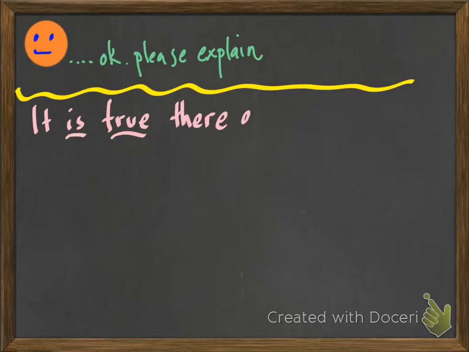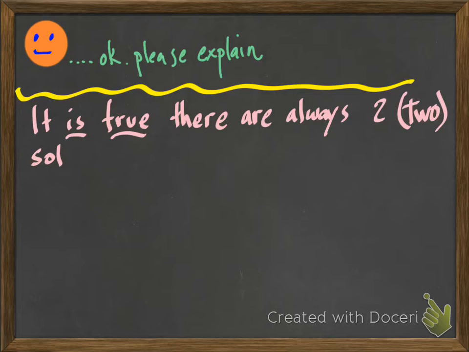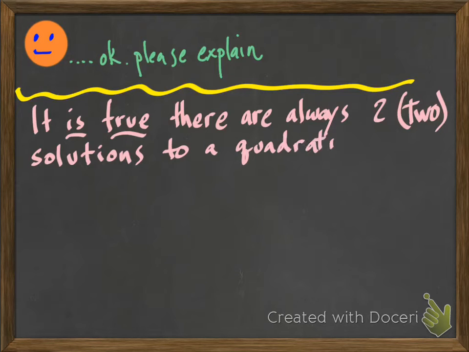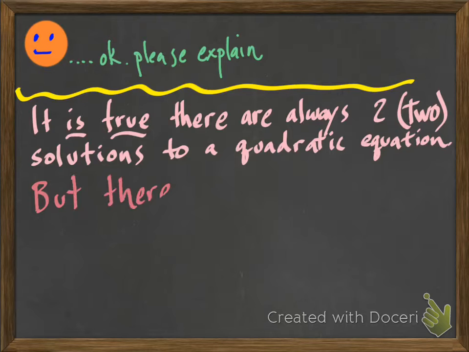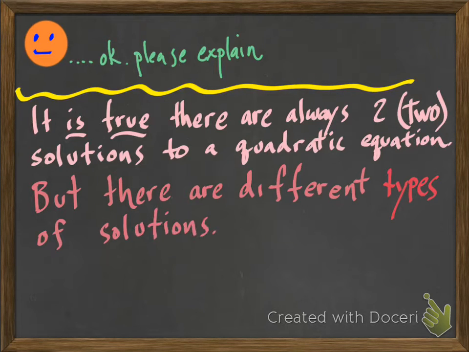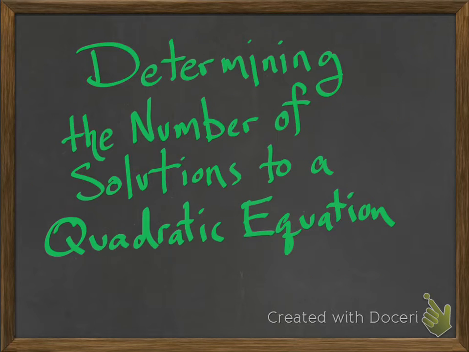It is true that there are always two solutions to a quadratic equation. Okay, that is not in doubt here. However, sometimes those solutions come in different types. There are different types of solutions, in fact, to a quadratic equation. Okay, so that's not helping. You know what? Here, let me restart this. Let me just back up a second, and we're going to do it this way.